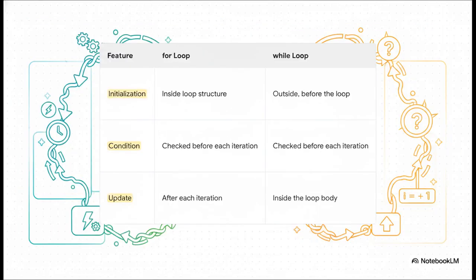Now this table really lays out the nitty-gritty differences. For a for loop, you'll notice that the whole setup, the initialization, the condition, and the update, it's all packed neatly into one line. It's super organized. But with a while loop, all those pieces are separate. You have to initialize your variable before the loop starts, and you have to remember to do the update inside the loop. And that last part, forgetting to update, that's a classic recipe for disaster. We'll get to that in a sec.